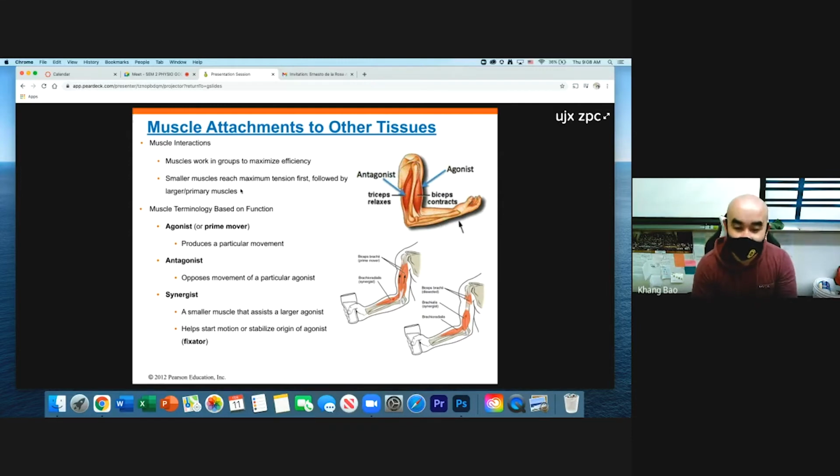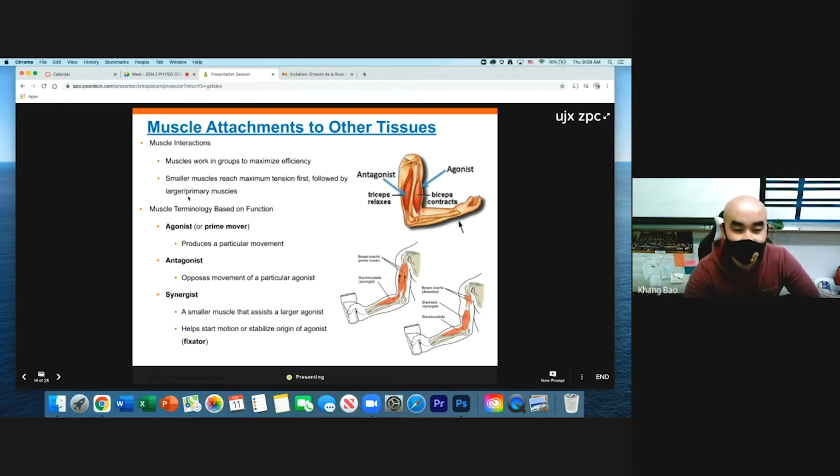Those movements are created when you have multiple muscles working together. It's kind of like in the video, the guy pulling the iron door, right? Just one muscle, just a few muscles does not work. He has to use the muscles from the entire body, all right? So muscles work together to create movement. Smaller muscles reach maximum tension first, followed by larger primary muscles. It makes sense, right? Because they're small, they reach the maximum tension first, and then the bigger muscle will add in more tension.